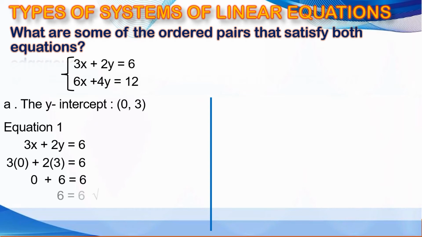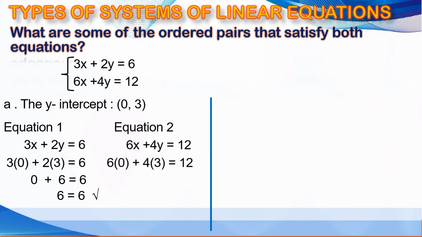For equation number 2, we have 6x plus 4y equals 12, so substituting the values for x and y, 6 times 0 plus 4 times 3 must be equal to 12. So 6 times 0 is 0, 4 times 3 is 12, so 0 plus 12 is equal to 12, and 12 is equal to 12, which is a true statement. So this means that (0, 3) is a solution of the system of equations.